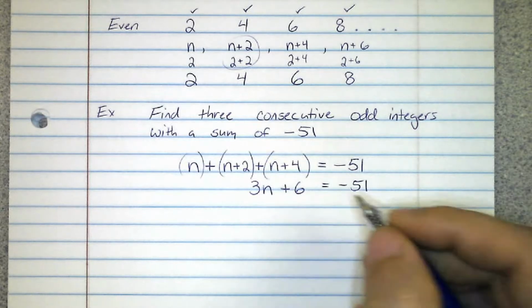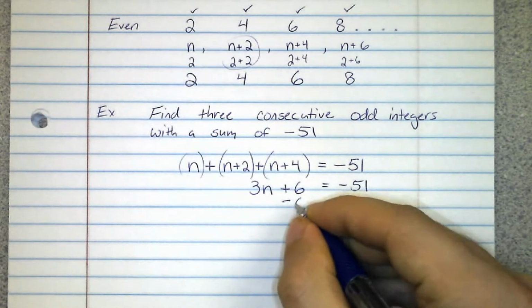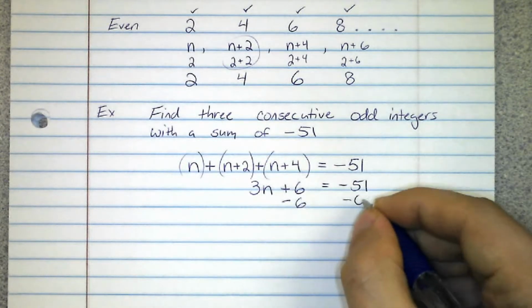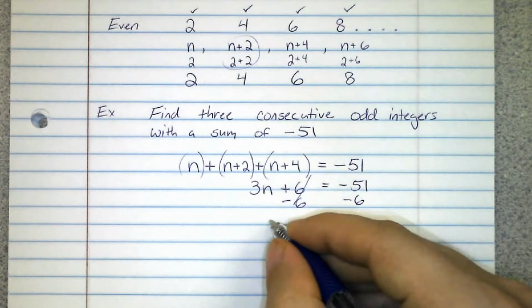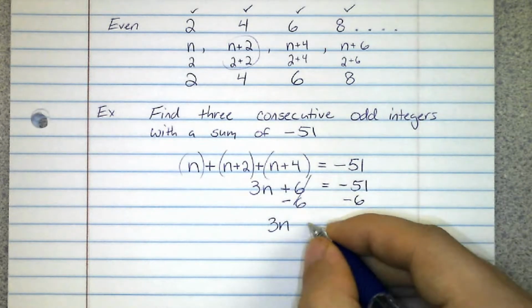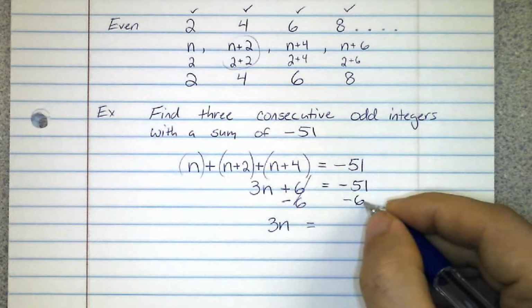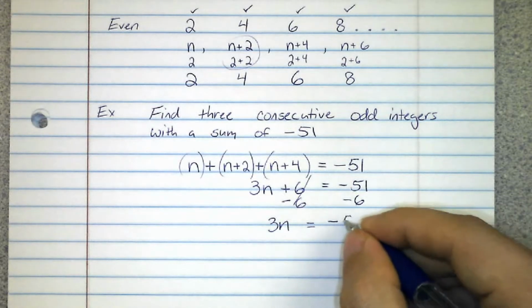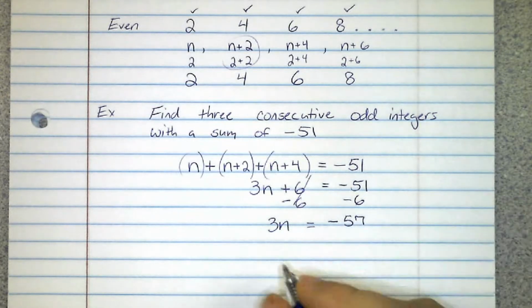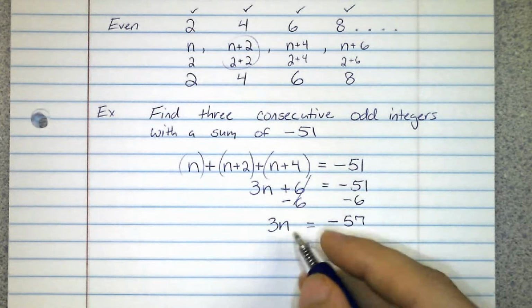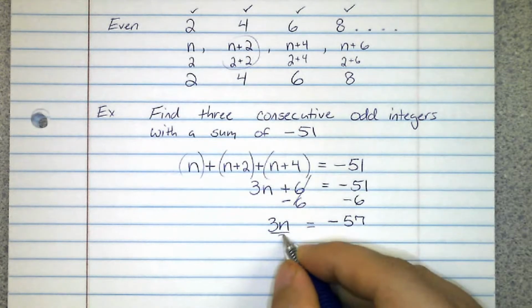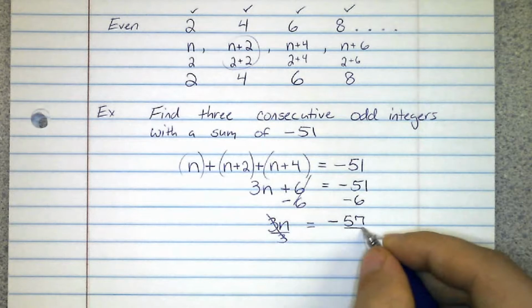First thing I'm going to do is get rid of this plus 6. The opposite is minus 6. Here it cancels, and I'm left with 3n. On this side, negative 51 minus 6 is going to be negative 57. And now I want to get rid of this coefficient. The opposite of multiplication is division. So I'm going to divide by 3 on both sides.